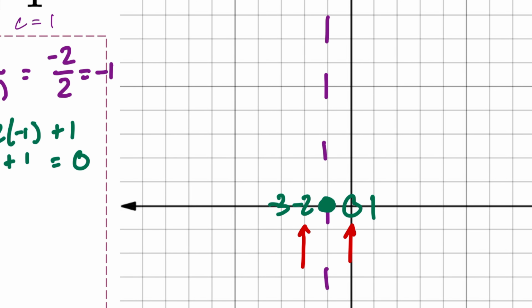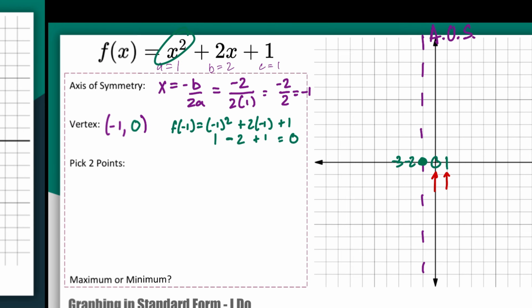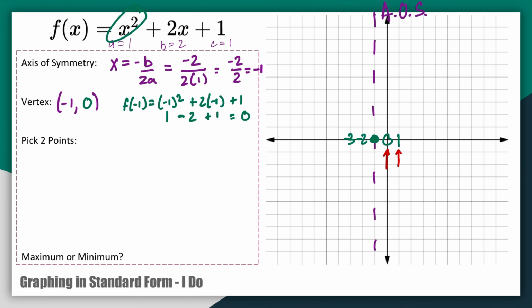So I'm going to pick, let me erase here, pick 0, I'm going to pick 1. I like those numbers better than negative 2 and negative 3, okay? And I'm going to plug them in. So let's do 0. F of 0 equals 0 squared plus 2 times 0 plus 1. Cancels.